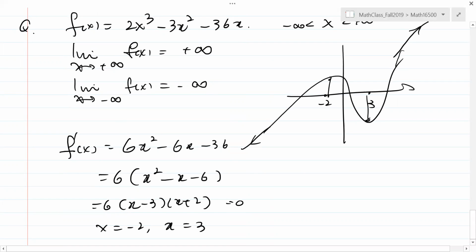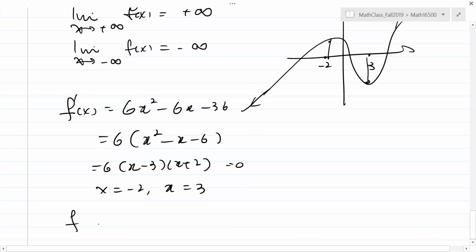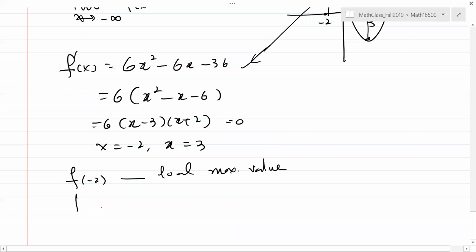I think from the picture, the function has a local maximum value at -2. Why not a local minimum value? It's hard to draw the picture if this is the local minimum value. It must be like that, up and down, so no choice. So f of -2 is a local maximum value, and f of 3 is a local minimum value, and you can tell that from the picture.